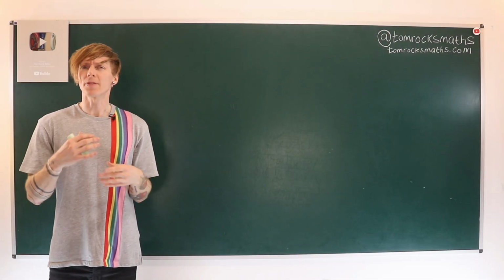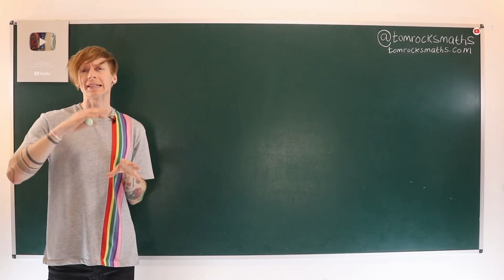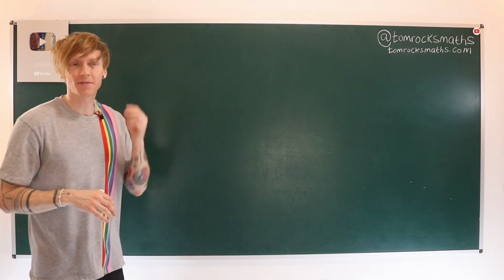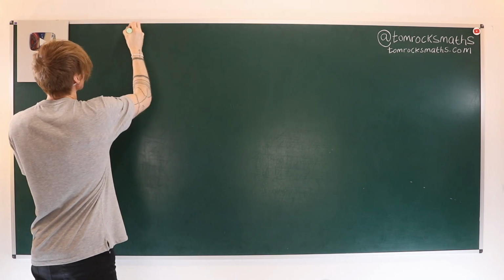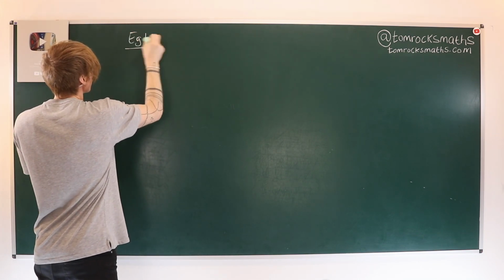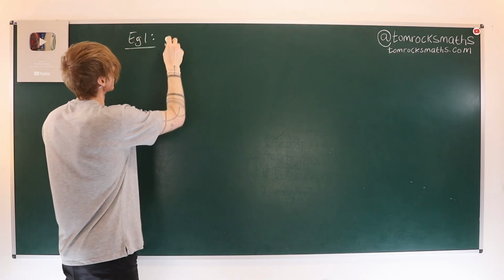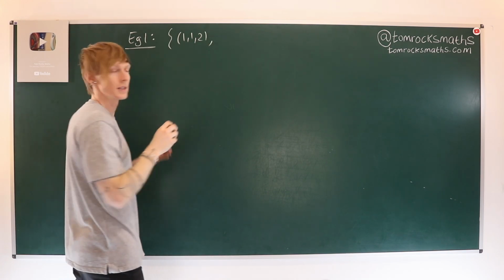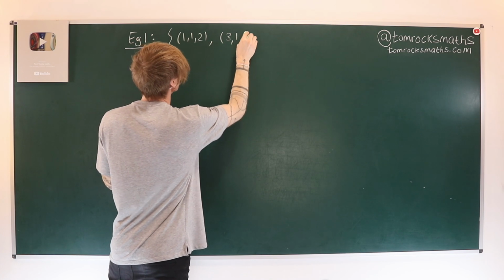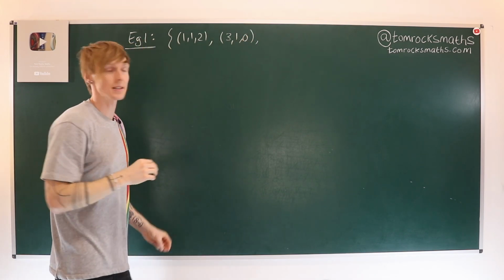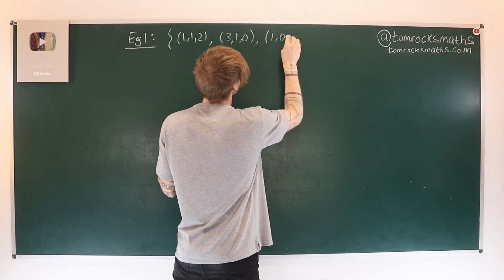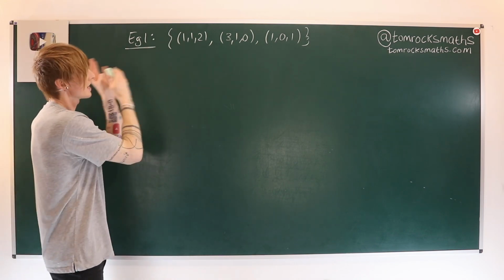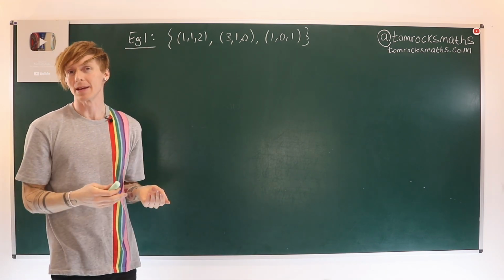So let's end by focusing on some examples around linear independence and linear dependence. So suppose I have the following set of vectors. So let's suppose I have 1, 1, 2, that's my first vector, 3, 1, 0, that's my second vector, and 1, 0, 1 as my third vector. And I'd like to know, is this set linearly independent?